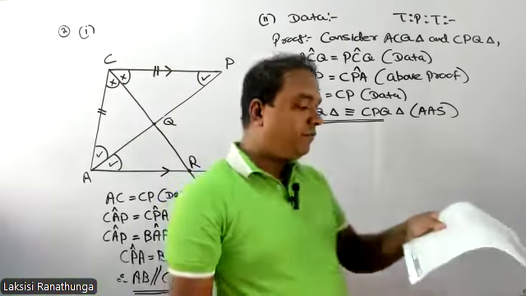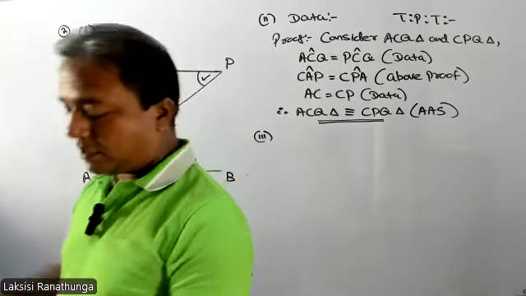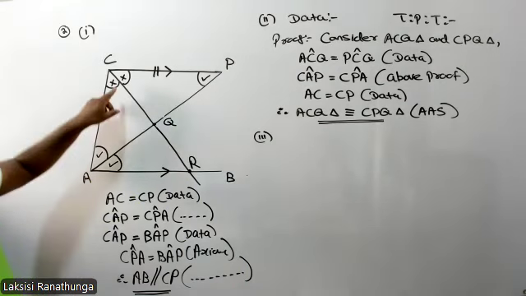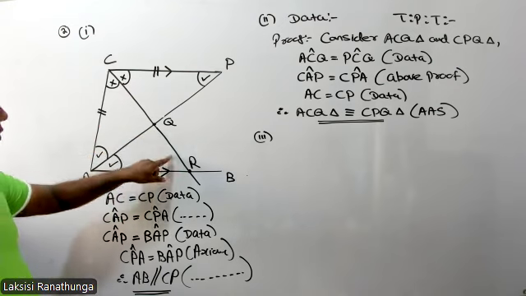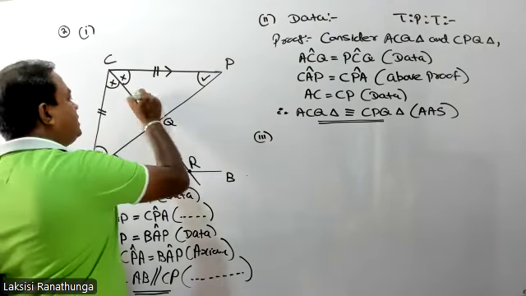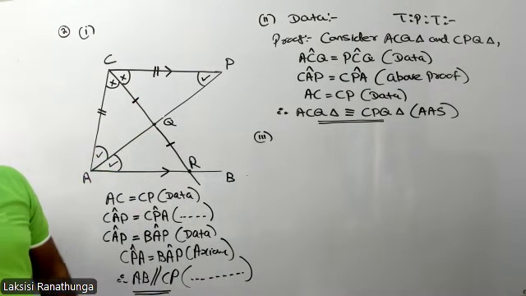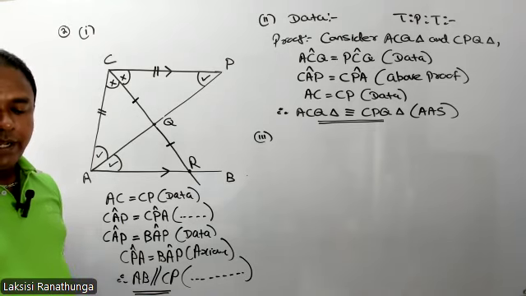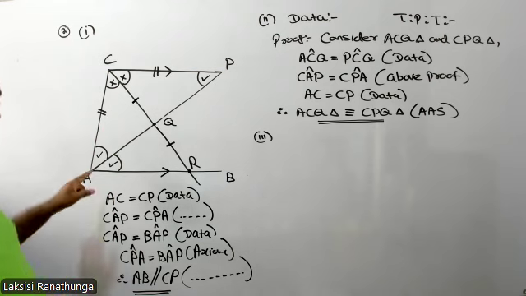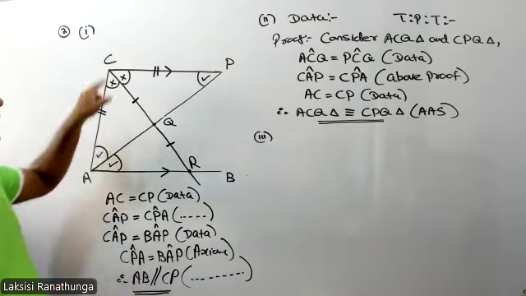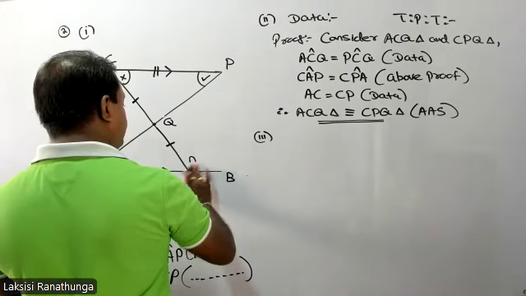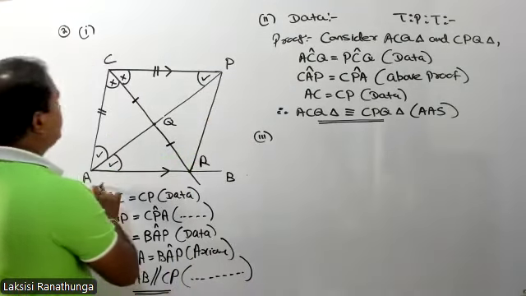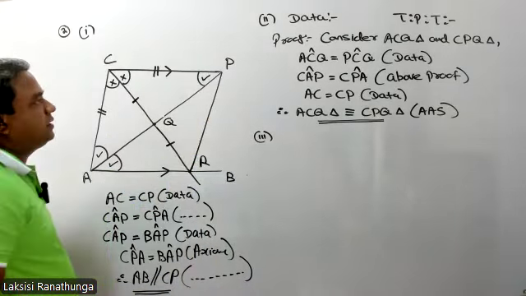Look. If CQ equals QR, if CQ equals QR, show that the quadrilateral ARPC is a rhombus. Let's join PR. Show that ARPC is a rhombus.